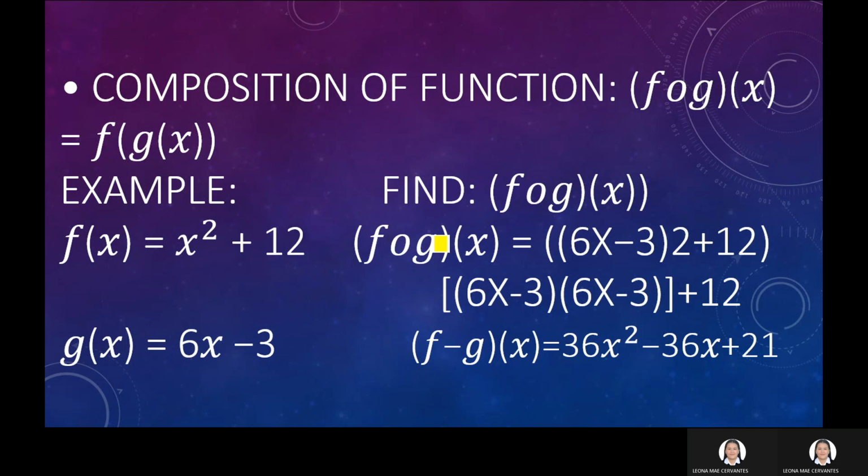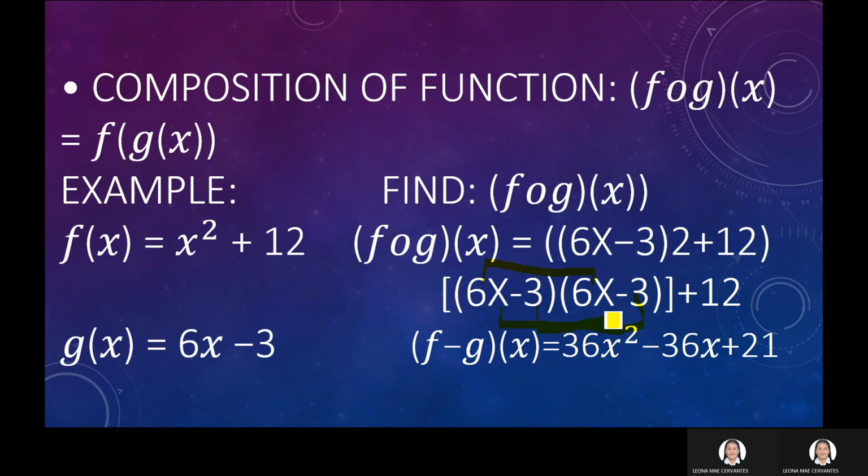Okay, so we have (6x minus 3) squared plus 12. So expand (6x minus 3) times (6x minus 3). So we have 6x times 6x is equal to 36x squared, then 6x times negative 3 is equal to negative 18x, then negative 3 times 6x is equal to negative 18x.